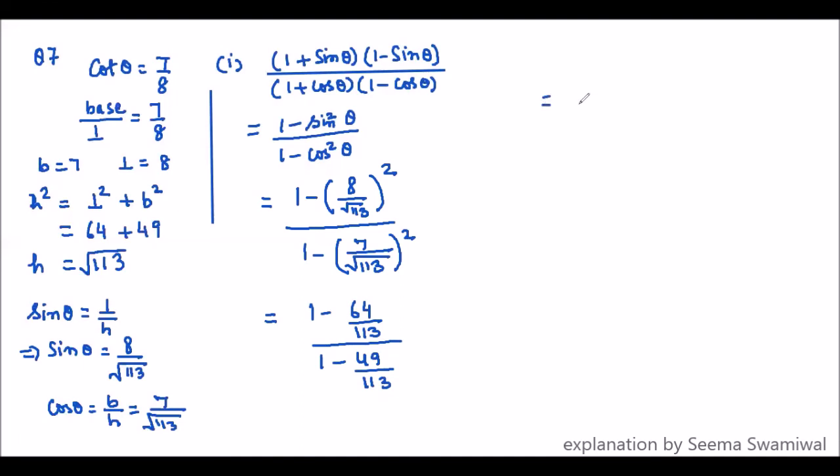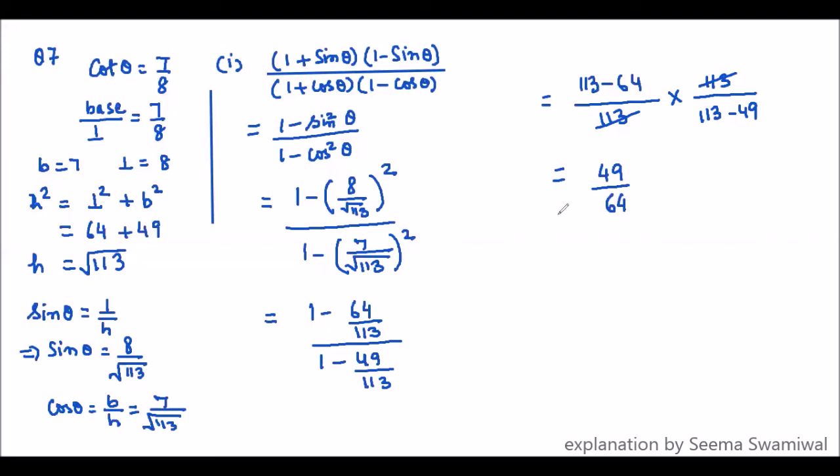Simplify it further, you will get 113 minus 64 upon 113, and in the denominator 113 minus 49 upon 113. So this and this can be cancelled and you will be getting the answer: 49 upon 64.